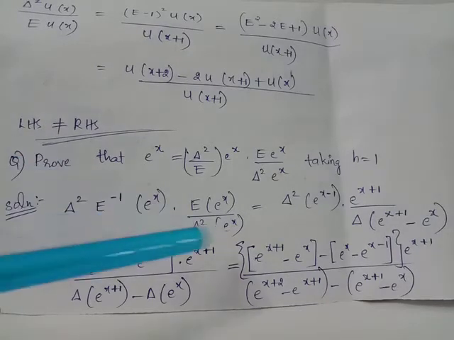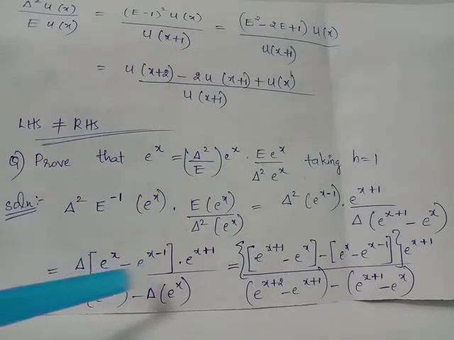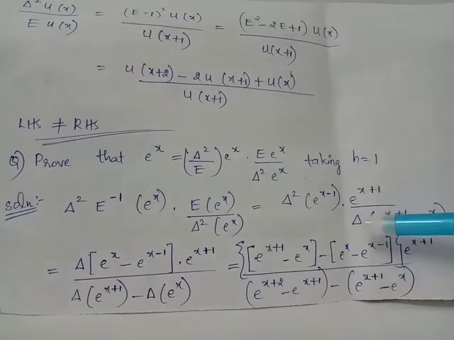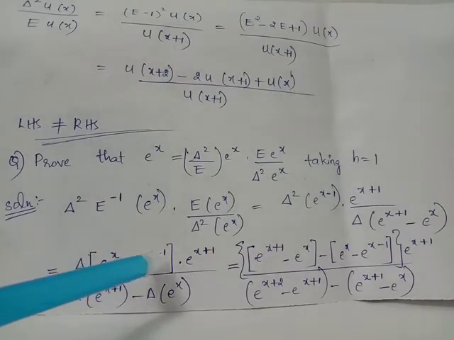You can consider delta square acting on e raised to x as delta acting on delta e raised to x. Delta e raised to x will display e raised to x plus 1 minus e raised to x as the output. Similarly, you can consider delta square e raised to x minus 1 as delta acting on delta e raised to x minus 1. Delta acting on e raised to x minus 1 will display e raised to x minus e raised to x minus 1. Here, now delta is applied to e raised to x plus 1 minus delta acts on e raised to x. Similarly, we have delta acts on e raised to x minus delta acts on e raised to x minus 1.